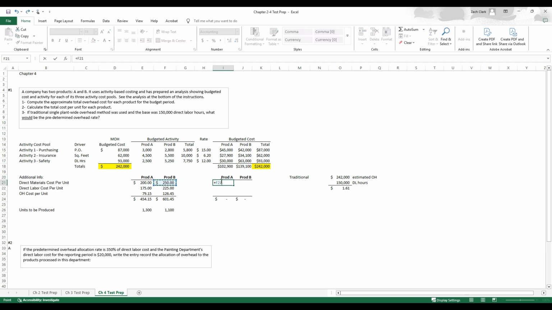So here let's do the same thing we did, but instead of using the ABC allocation method, we're going to use the traditional. So here at overhead cost per unit, we're just going to take the total dollars, and that way I guess we're going to have to do it like this. We're going to have to take dollar per hour times the total hours.